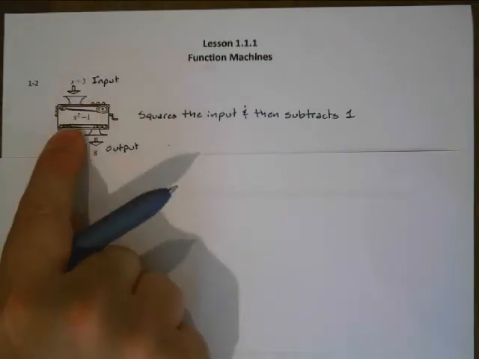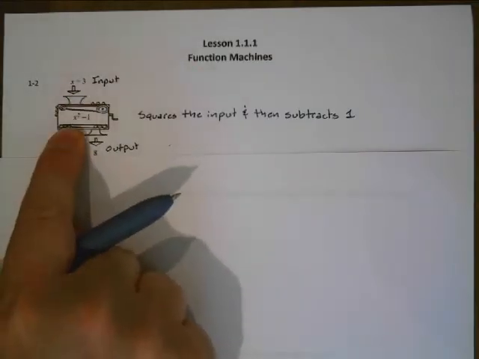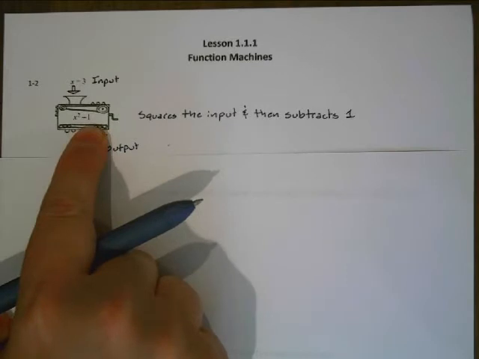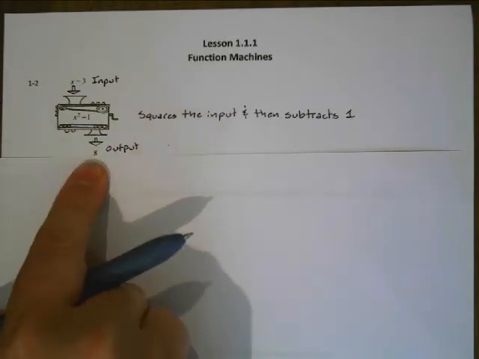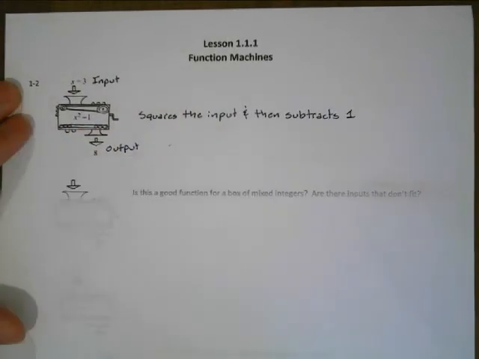So it put in 3. 3 squared is 9. And then it subtracted 1. So 9 minus 1 is 8. And that's why our output was 8. All right, so the next one.